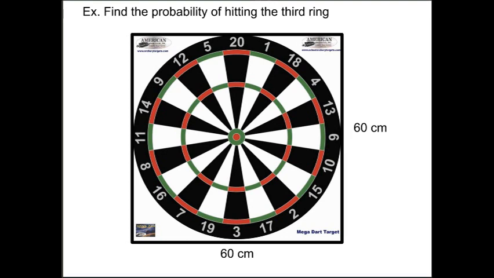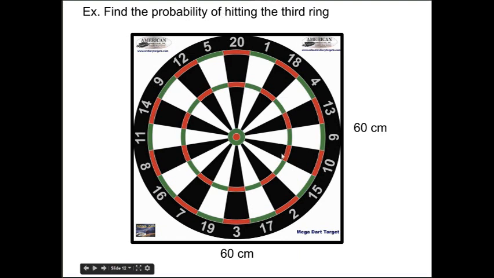So what we're going to try to find is the probability of hitting the third ring. And if you notice, this dartboard has a length of 60 centimeters and a width of 60 centimeters. Make sure you guys have that down because we will be needing that for our total area, because our total area is going to be this big square out here for our board. And then we want to find the probability of hitting the third ring.